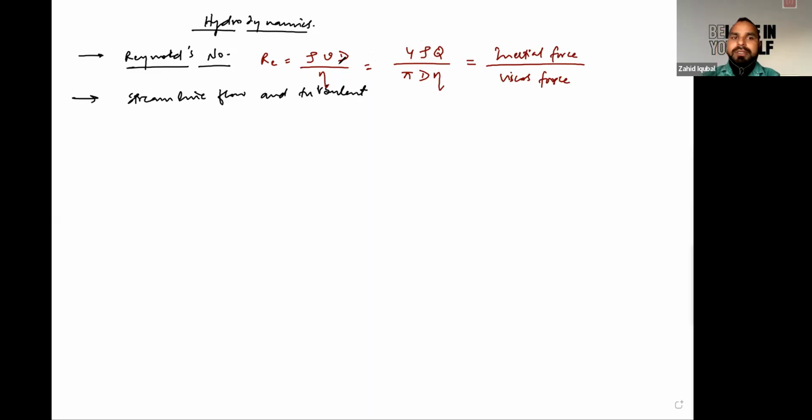Now, using this expression, you may calculate according to different flow of liquid. There will be numbers assigned to them. If it is less than 1,000, that will be termed streamline flow. If it is more than 1,000 and less than 2,000, that will be laminar flow. If it is between 2,000 and 3,000, that will be unstable between turbulent and laminar. And if it is more than 3,000, that will be turbulent. Is it clear?